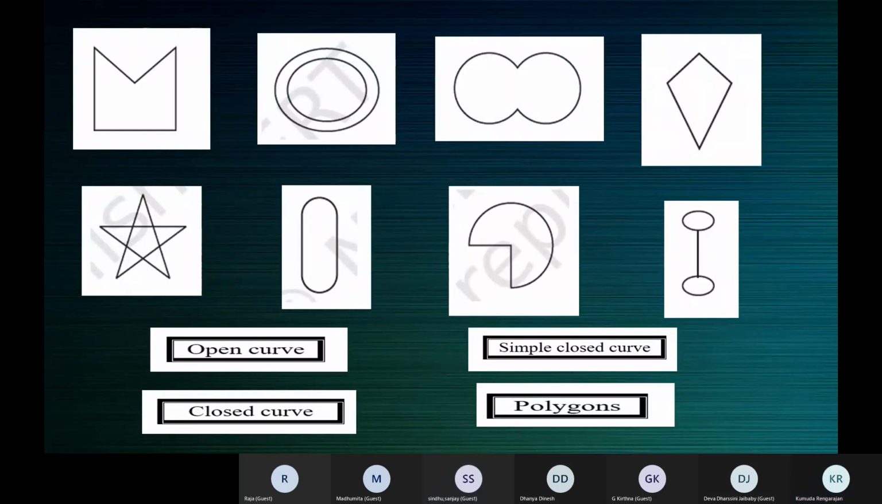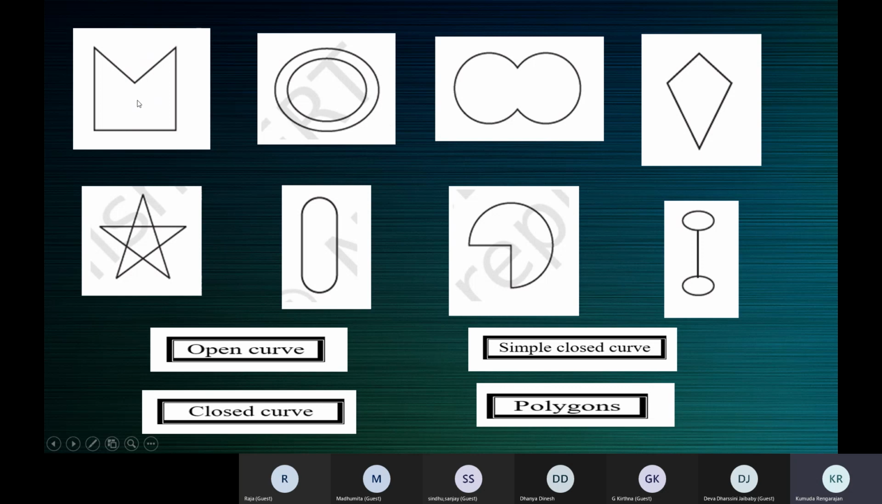Pentagon. So this is a curve. It is a closed curve. Because it's a closed curve, next question: is it a simple closed curve? Yes, it is a simple closed curve. Next question, is it made up of only line segments? Yes. So we have a simple closed curve made up of only line segments. Then it is a polygon. It's not that if it's a polygon, then it is not a curve. It is a curve, a closed curve, a simple closed curve, made up of line segments. So it is a polygon.